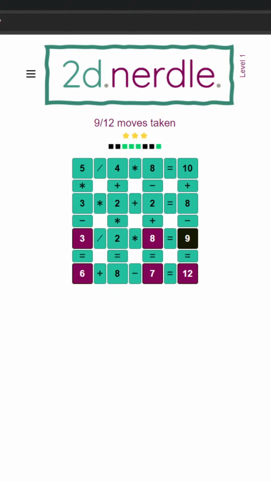Can I do this in the last 3 moves? 8 minus 2. It's not going to be plus 12. I don't really have any of these easily set either. 5 times 3 is 15. 10 plus 8 is 18, minus 12 is equal to 6. So I think that's what we want there.